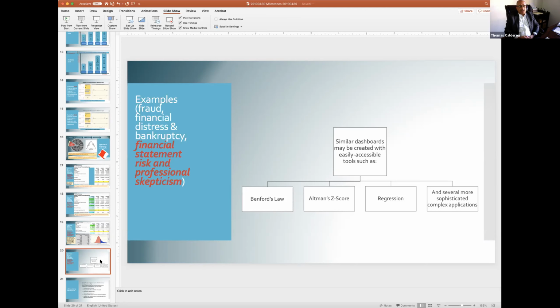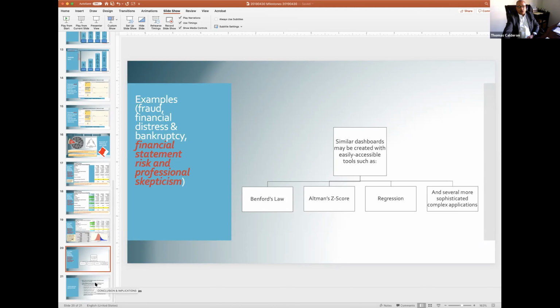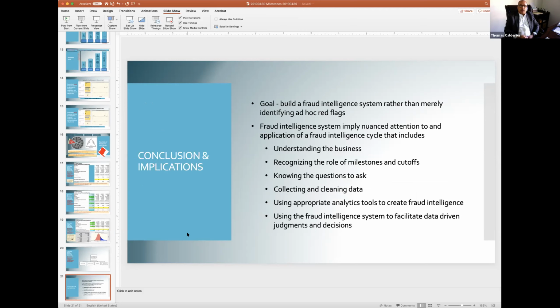So if there is one nugget that you pick up from this session, it is that dynamic dashboards could be very useful. A second nugget that you should have picked up from this is that when we approach an analytics task, the analytics task should be defined largely by the questions that we seek to answer. And in many instances, answering questions that are built around milestones and cutoffs could be very useful for management and for auditors. Overall, these are my conclusions and, of course, implications.